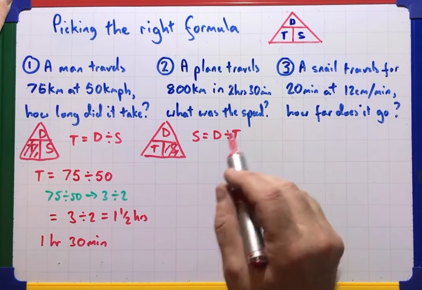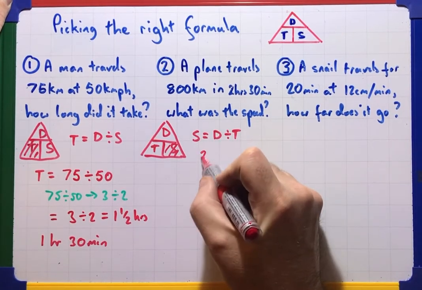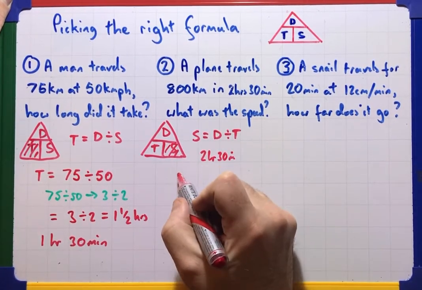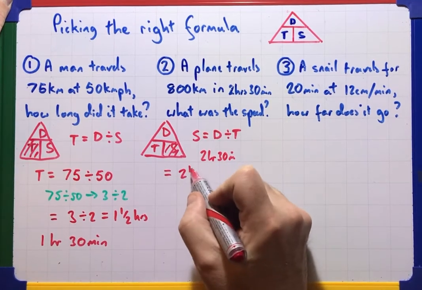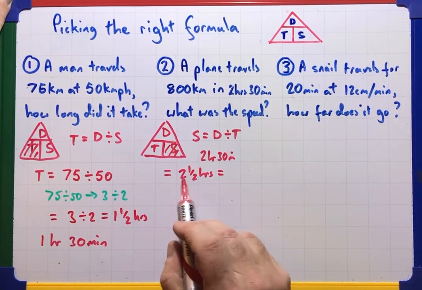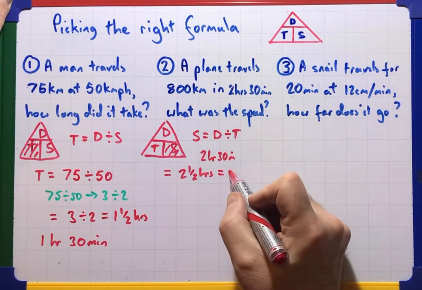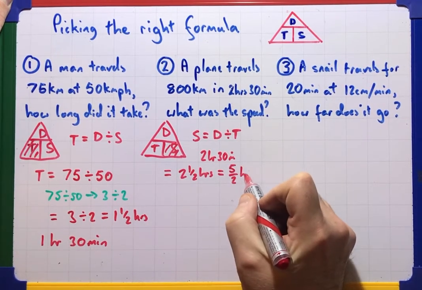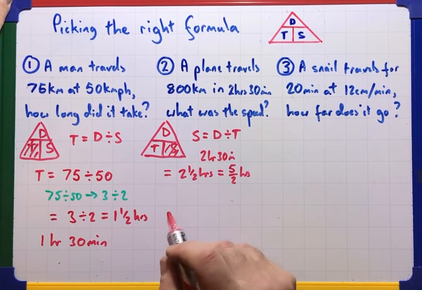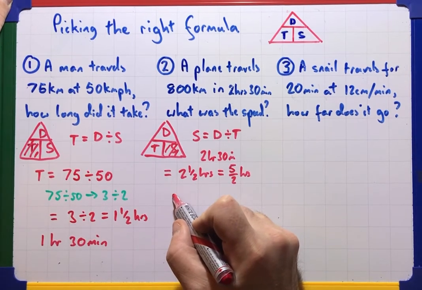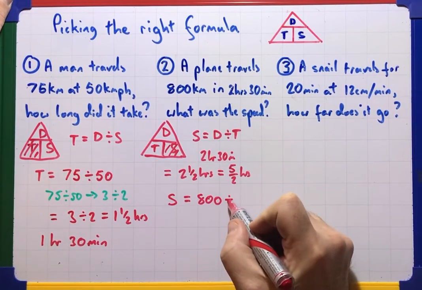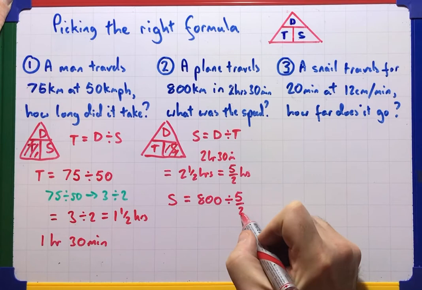Okay, now, first of all though, my time, 2 hours, 30 minutes, I'm going to change that. 2 hours, 30 minutes is the same as 2.5 hours, and remember we're going to want it as a top-heavy fraction here. 2 times 2 is 4, plus 1 is 5, so that's the same as 5 over 2 hours. Okay, now let's put down our formula. So what we have is that the speed is equal to 800 divided by the time, which is 5 over 2.